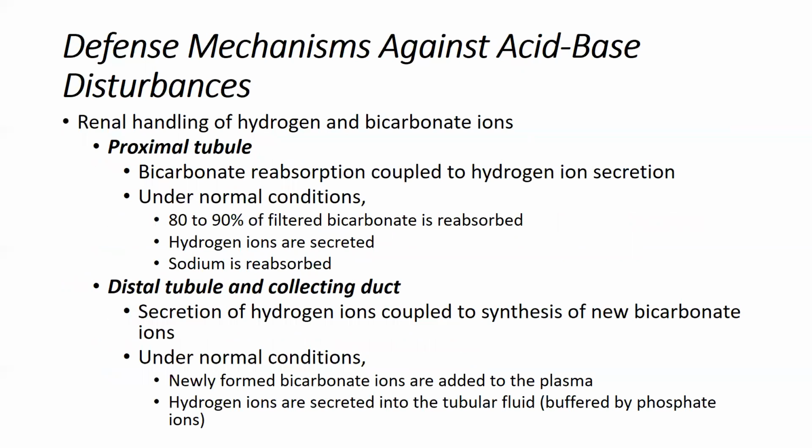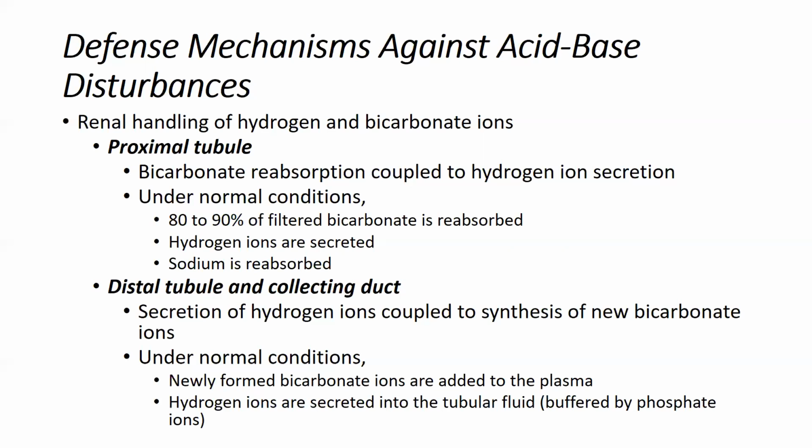Let's talk about the two areas of the kidney tubules where we regulate the secretion and the absorption of bicarbonate and hydrogen. So the first one is going to be the proximal tubule. We talked about the proximal tubule. It's that first part of the renal tubules right after the glomerulus. Bicarbonate is going to be reabsorbed here, as well as hydrogen ion secretion. We'll talk about the mechanism in a minute.